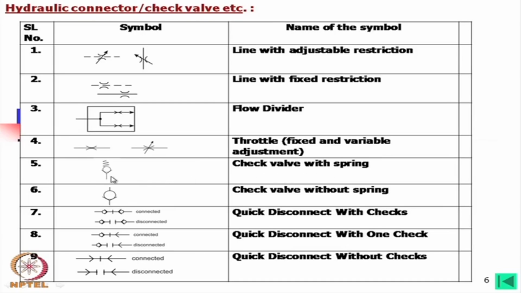Now, this is a check valve with a spring return. This is a check valve without spring return, and this is again a quick disconnect with check valves. This one is the quick connector and check valve, and this is connected and this is disconnected. This means that in a circuit, if we present this one, that line is connected by a quick connector, and if we show these symbols, it means that it normally remains disconnected.